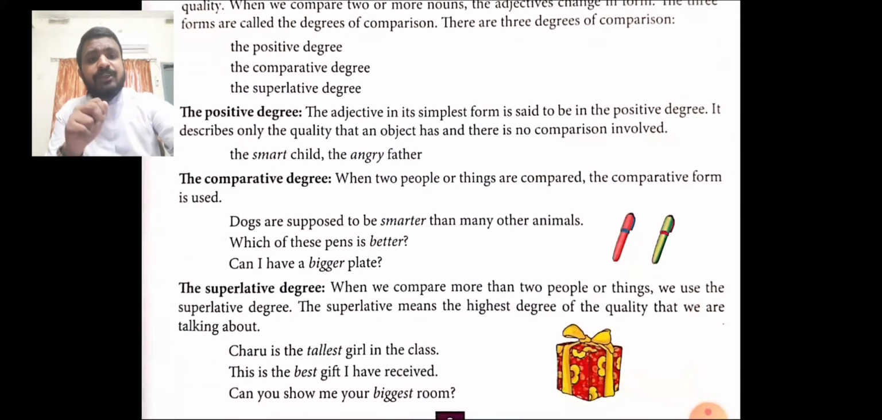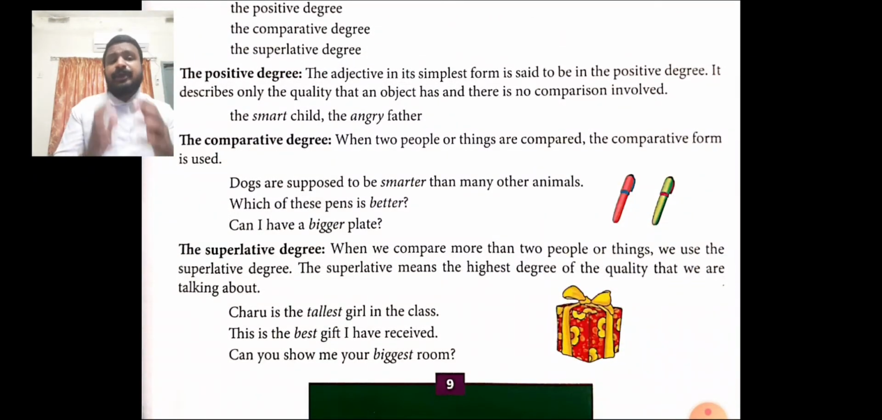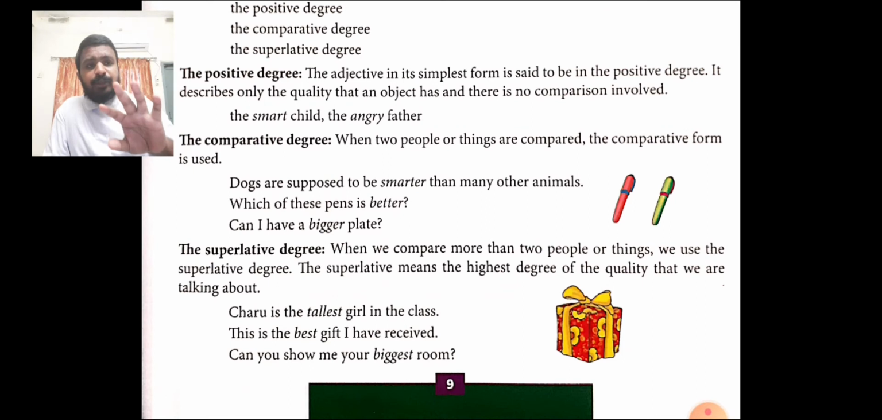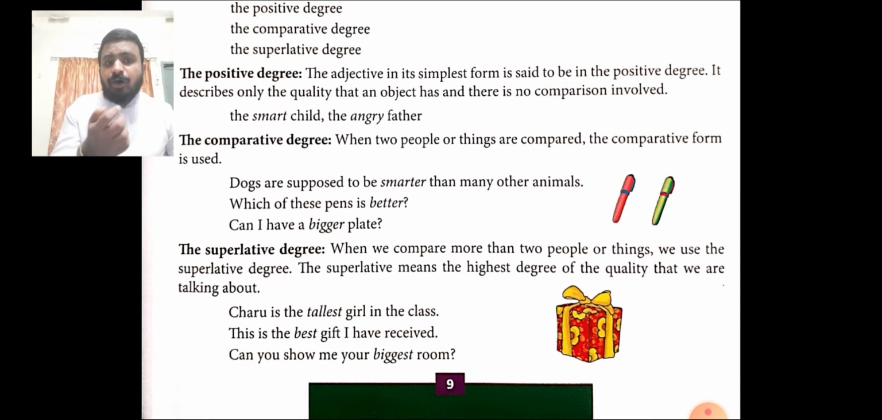Now, what do you mean by the superlative degree? If we compare more than two people or things, we use the superlative degree. Superlative means the highest degree. Charu is the tallest boy in the class. This is the best gift I have received. Or can you show me your biggest room? And in most of the cases, before the superlative degree, we use the article the. For example, look at the sentences there.